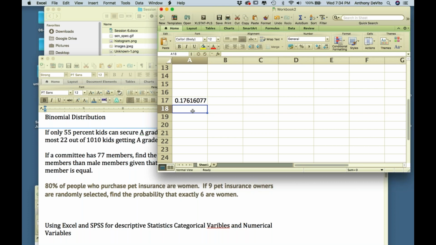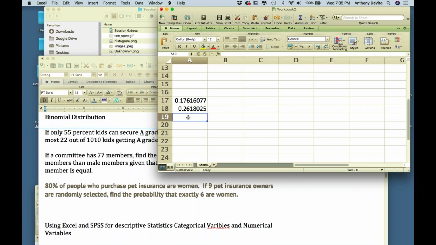What if I ask you what's the probability for 6 or fewer purchasers being women? That's going to be the same thing: BINOM.DIST(6, 9, 0.8, except this time I'll say true. So I get the probability for 6 or fewer. 26% for 6 or fewer.